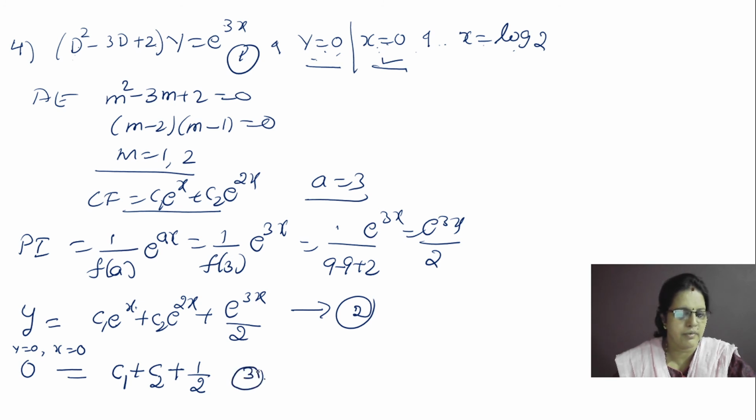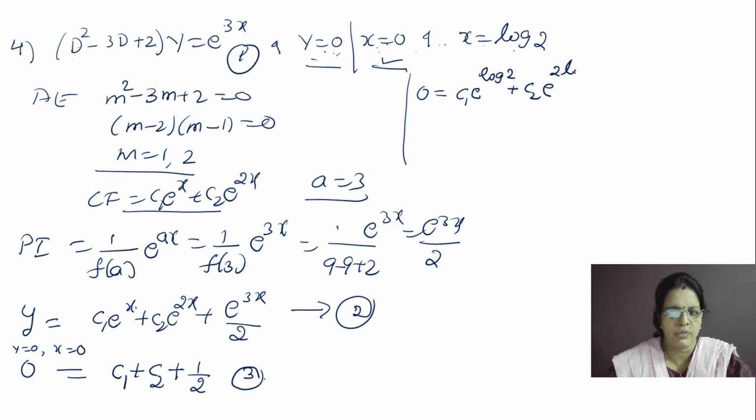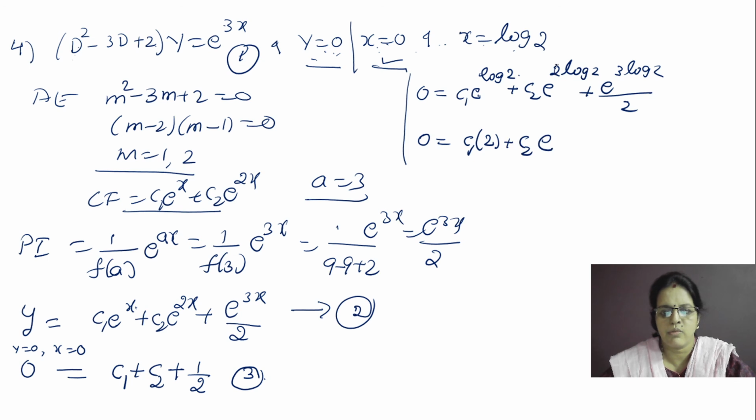Then the other condition: y is 0 when x is log 2. Substitute here, again y is 0. C1 into e power log 2 plus c2 into e power 2 log 2 plus e power 3 log 2 divided by 2. Just simplify this. 0 equals c1 into e power log x is x, so it is 2, plus c2 into e power. To apply the same rule, first take the 2 inside, it becomes 2 square.